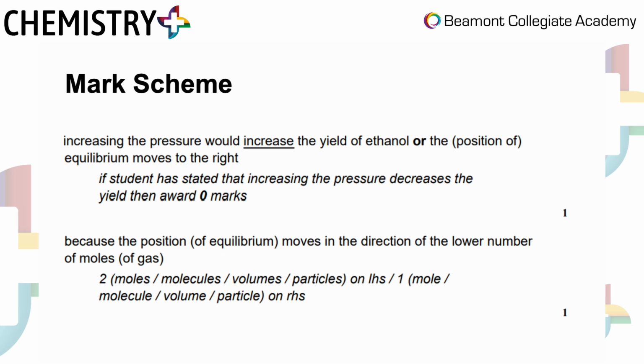So here's your GCSE mark scheme. First mark, increasing the pressure would increase the yield of ethanol, or the equilibrium moves to the right. Second mark, because the position moves in the direction of the lower number of moles. Remember, any words in brackets aren't necessary and alternative answers can be given.